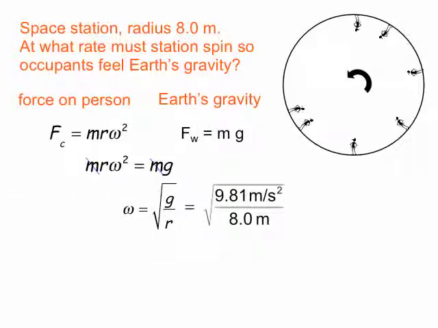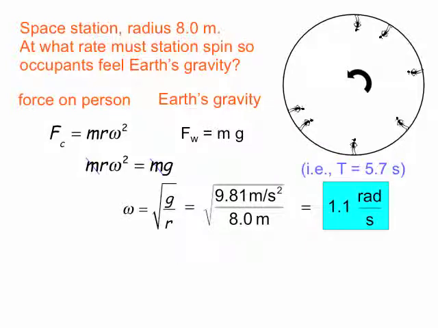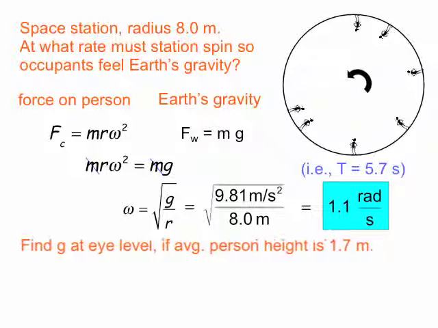Plug in our number. We get 1.1 radians per second. That means the period for it to complete one revolution, it would complete one revolution in 5.7 seconds. Okay?